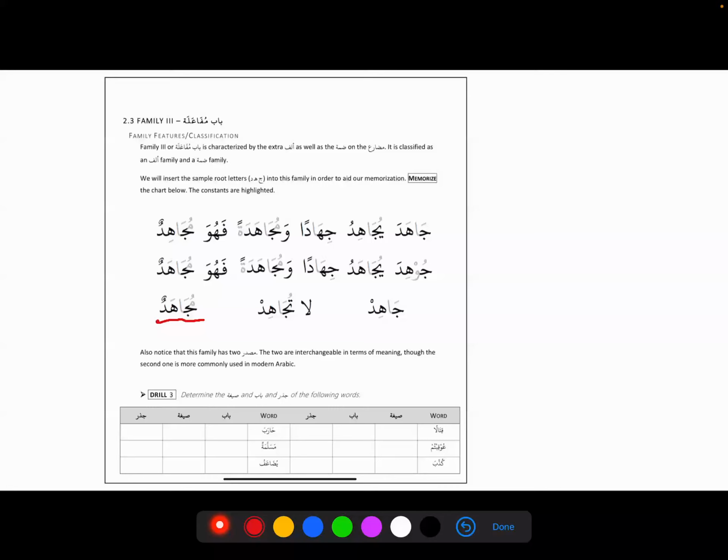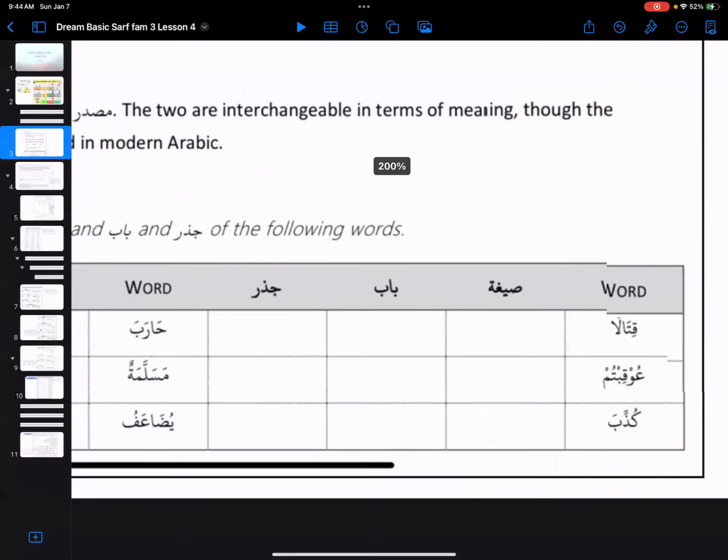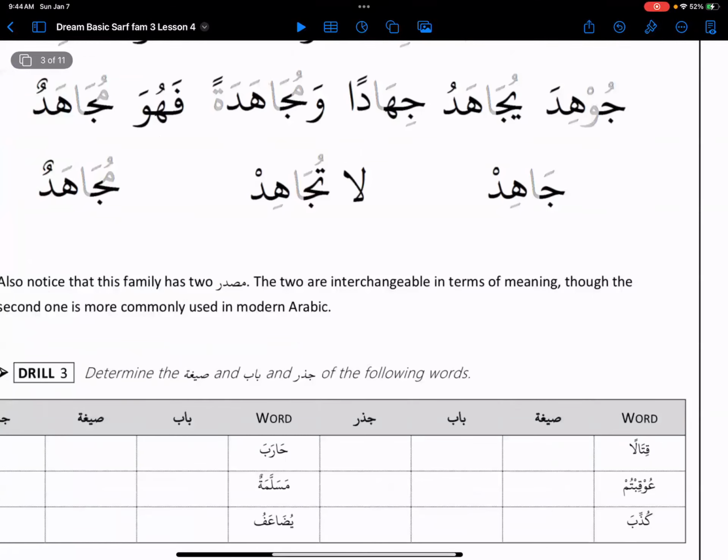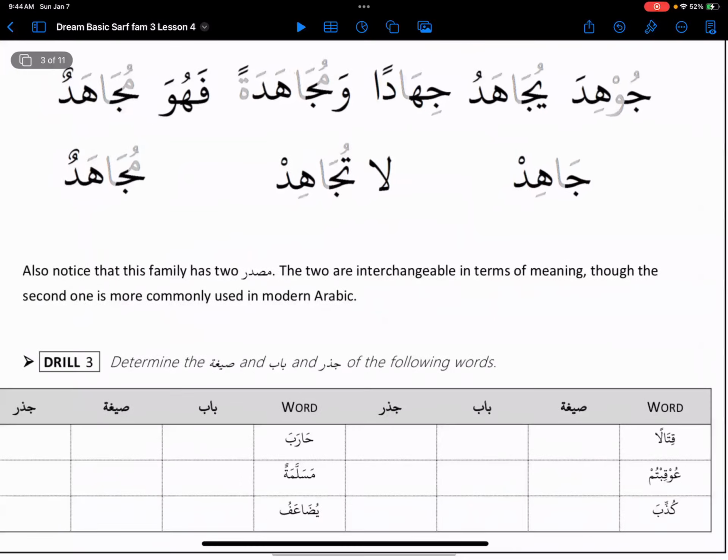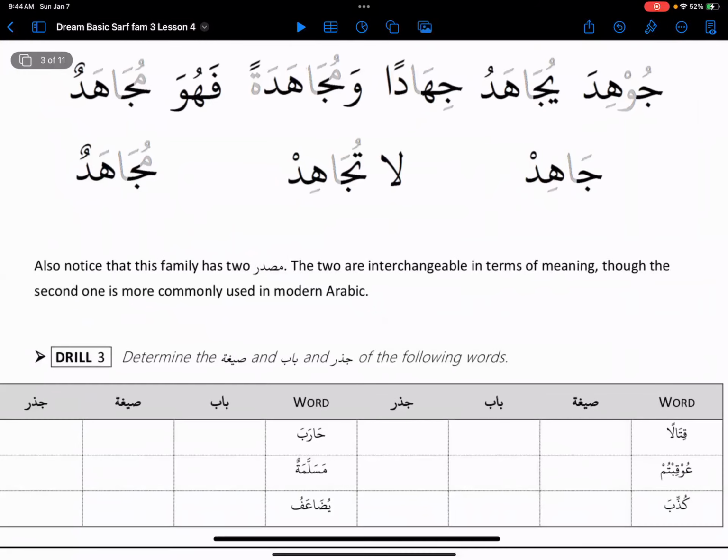Okay, so now let's do some practice over here. Now you need to figure out the Siga, Bab, and Jazar. What is Siga? Which Siga is it, which member of the tense family? We know that if it is madi, mudari, masdar, ism fa'il, ism maf'ul, ism zarf, right? These are called Siga. What is Bab?